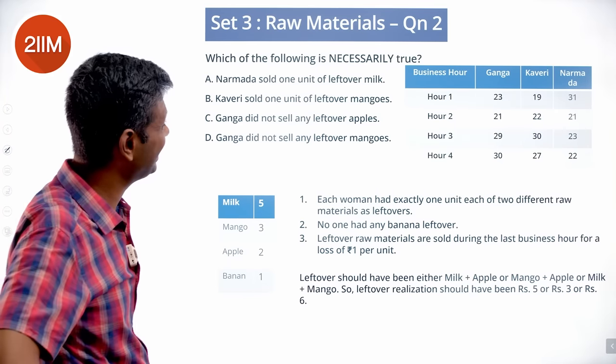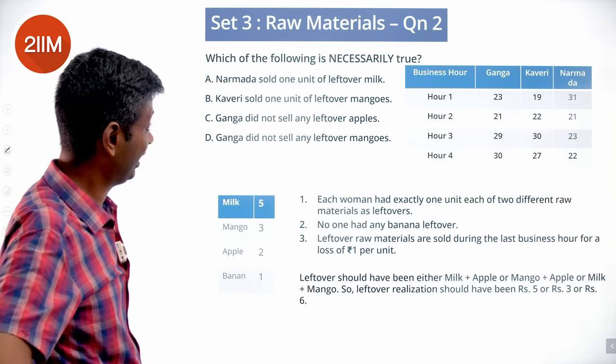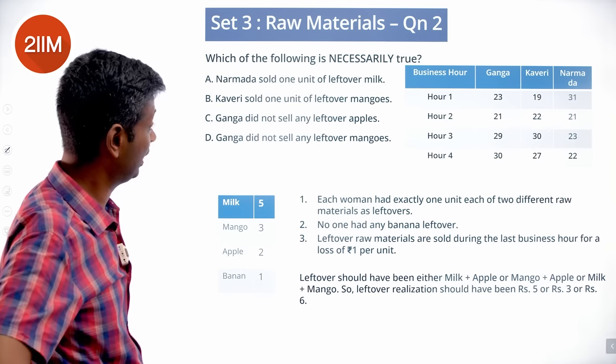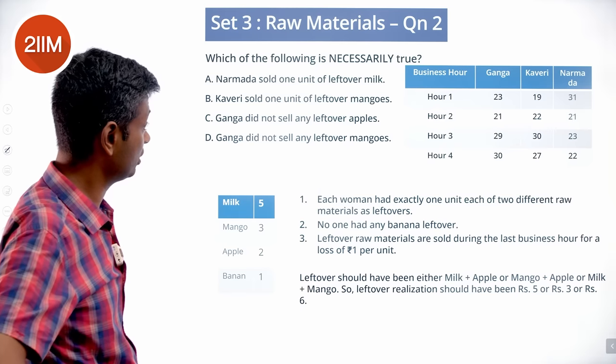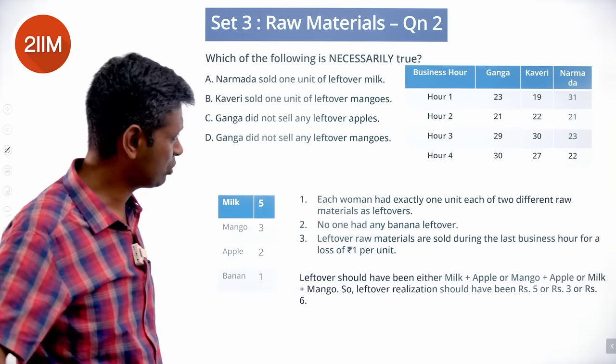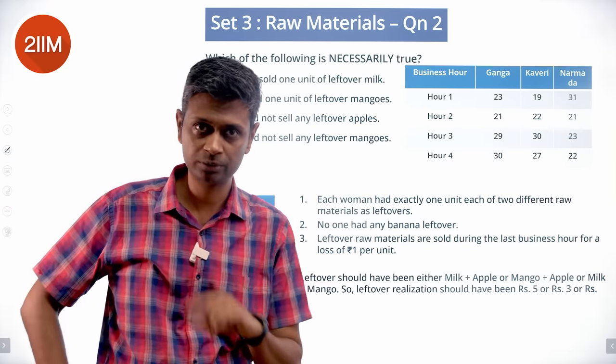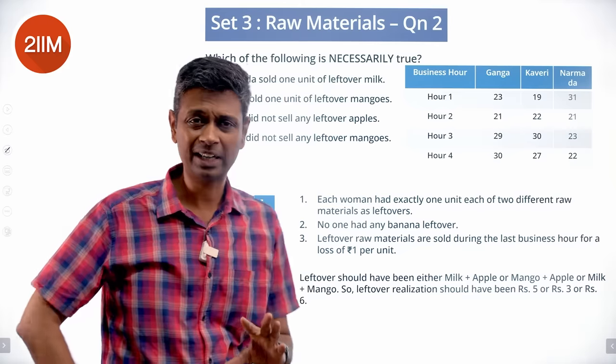Which of the following is necessarily true? Narmada sold 1 unit of leftover milk, Kaveri sold 1 unit of leftover mangoes, Ganga did not sell leftover. We have got to now crack this leftover part. First of all, each woman had exactly 1 unit of 2 different raw materials as leftovers. No one had any banana leftover.